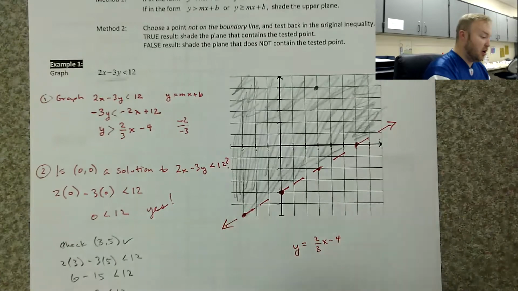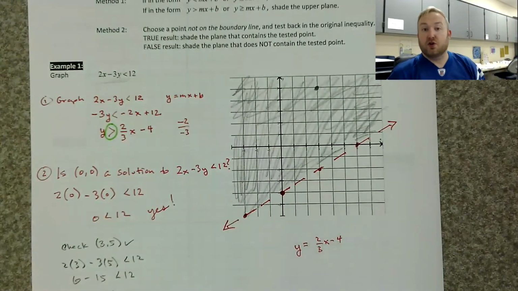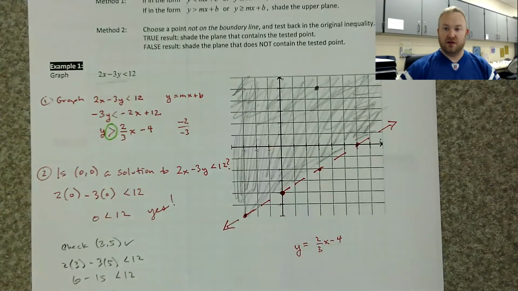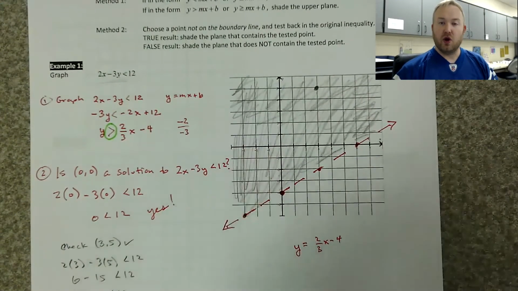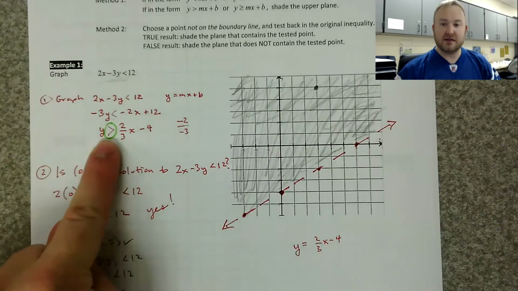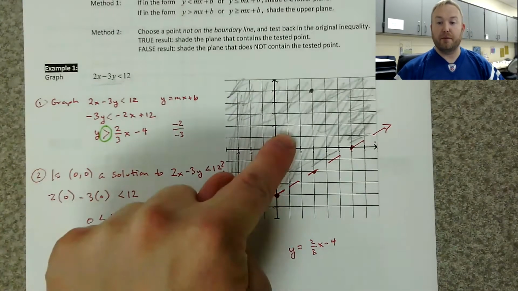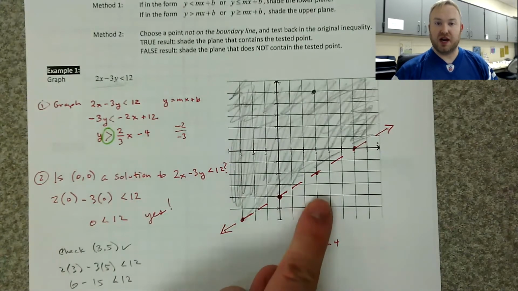And for that, all you need to do is go back here and see that that symbol is a greater than. Greater than means more than, right? So greater than means the solutions will be above the line. You have to always think above or below, never left or right, always above or below. Greater than tells you that the solutions will be above the line. If that was a less than, then we would shade below the line.